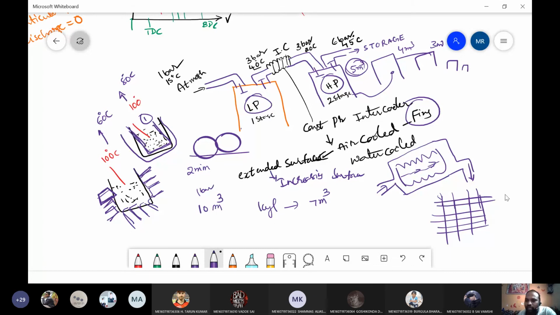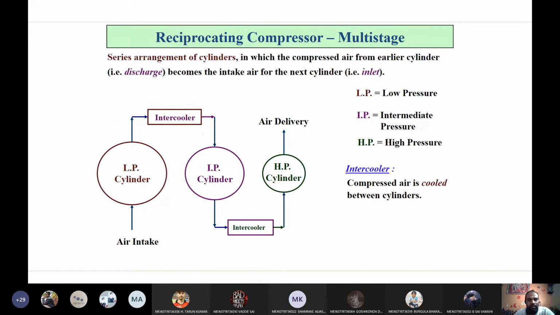That is the reason, if you observe the backside of the refrigerator, it will be warmer compared to the other side. The backside of the refrigerator is hotter because it is rejecting its heat at the backside. These are called condensers. Okay, I will show you how the intercooler looks practically.